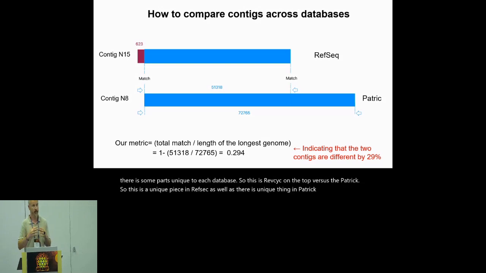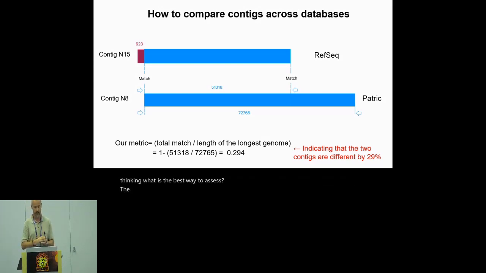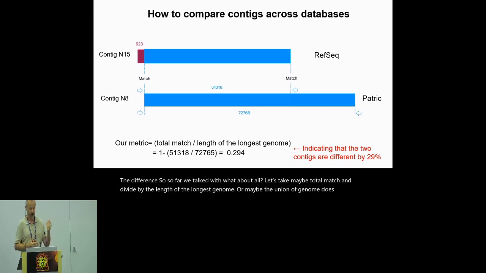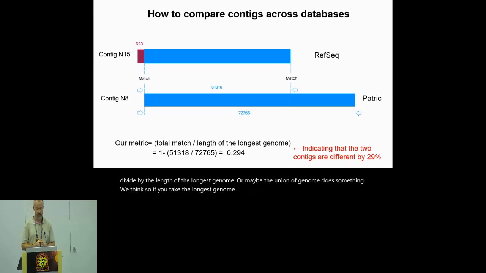So now we're thinking, what is the best way to assess the difference? So far we thought about taking the total match and dividing by the length of the longest genome, or maybe the union of the genomes. If you take the longest genome, that will be around 30%. So one minus that will indicate that the two contigs across the genome are different by 30%.